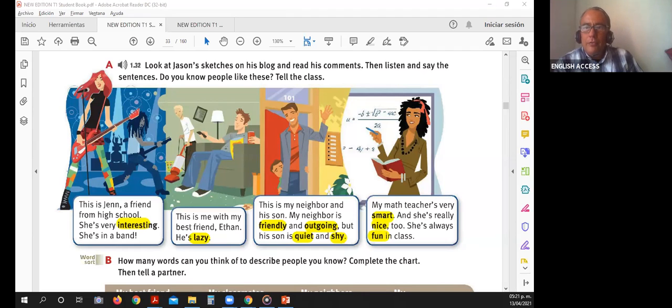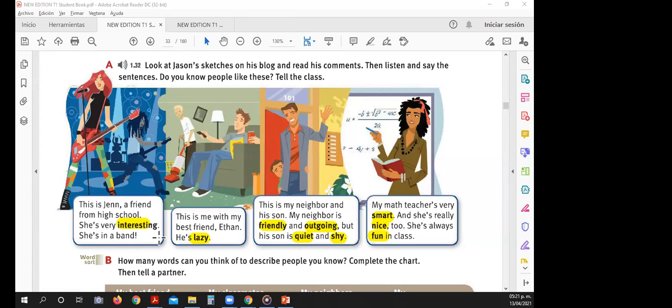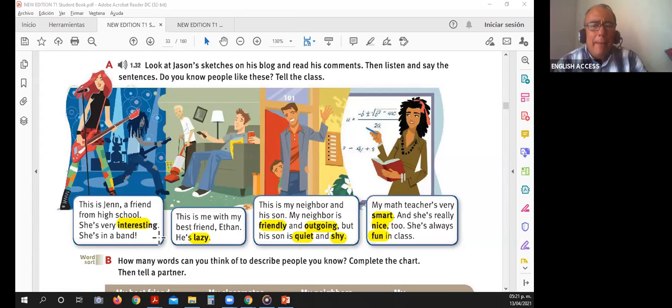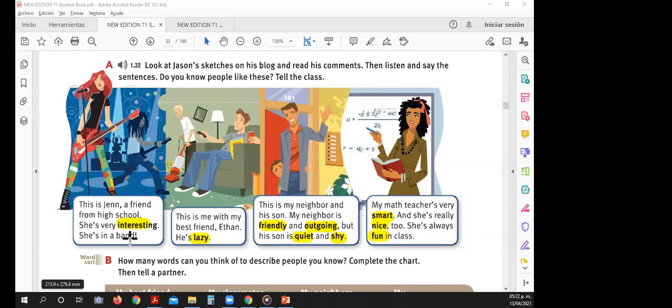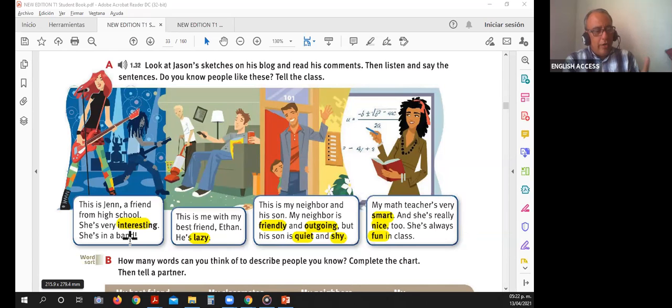Okay. So repeat after me. She's very interesting. She is very interesting. Interesting. What does interesting mean? Interesante. Yes. Interesting means interesante, as Javier says. Do you know people that are interesting? Yes or no? Yes. Okay. Maybe at school, maybe at work, maybe in your neighborhood.